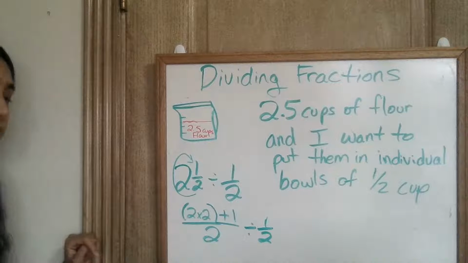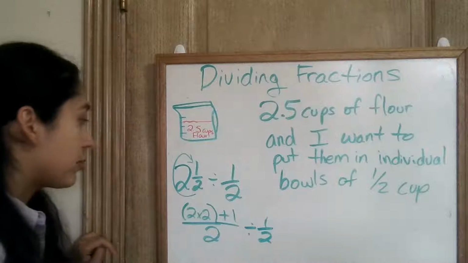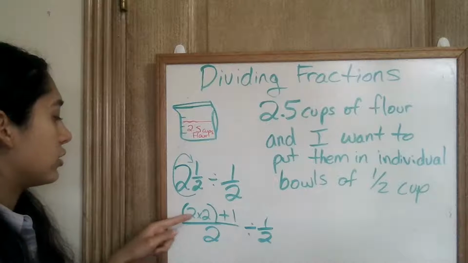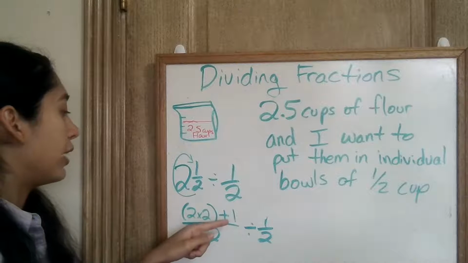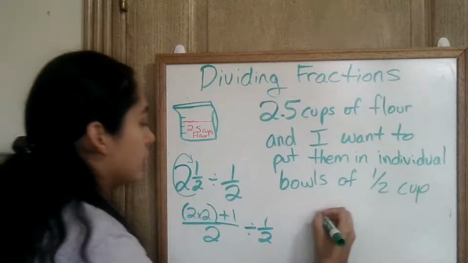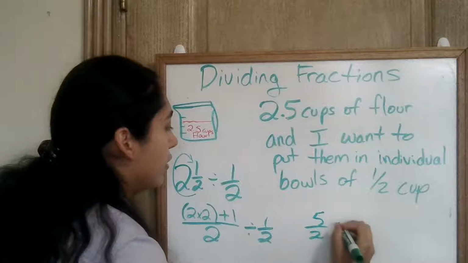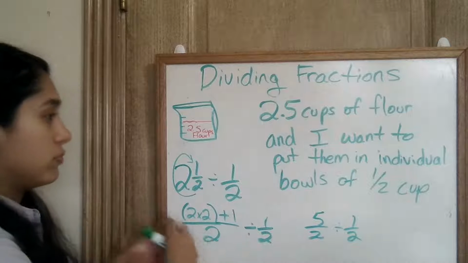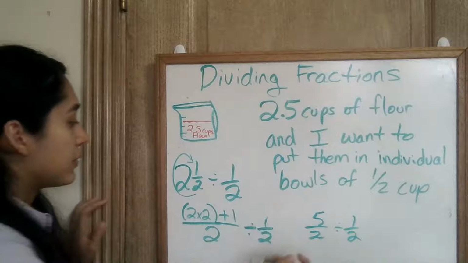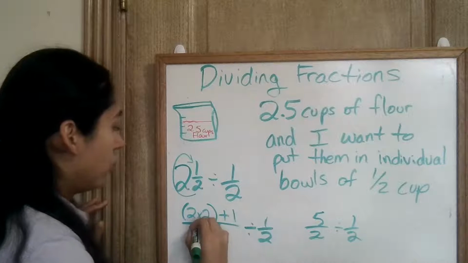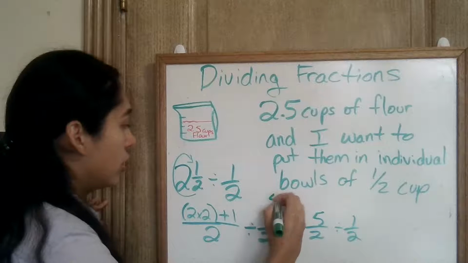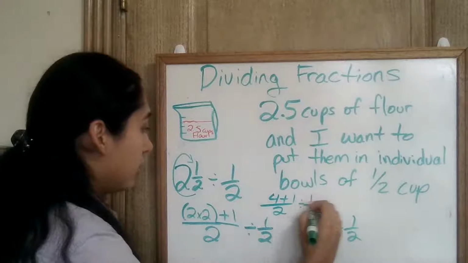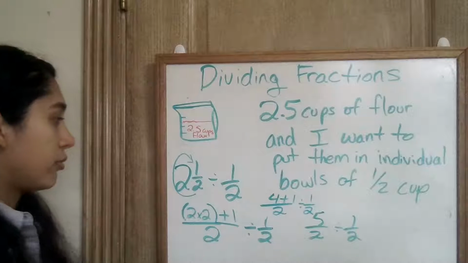Simplifying is always going to be your best friend. You can simplify this immediately, knowing that 2 times 2 is 4. Adding 1, you can just write this as 5.5 divided by 1/2, or you can just kind of stretch out the steps if you like into saying, all right, well, this is 4 plus 1 over 2 divided by 1/2.